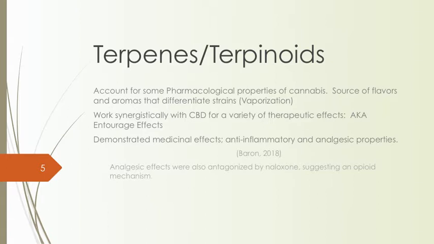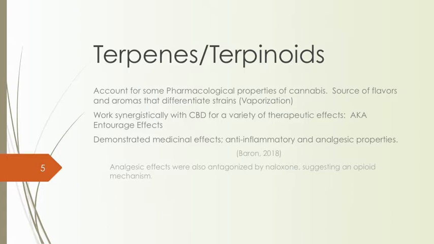Another compound of cannabis is what is known as terpenes or terpenoids, and these account for some of the pharmacological properties of cannabis. When vaporized or smoked, it is also the source of flavors and aromas that differentiate strains.